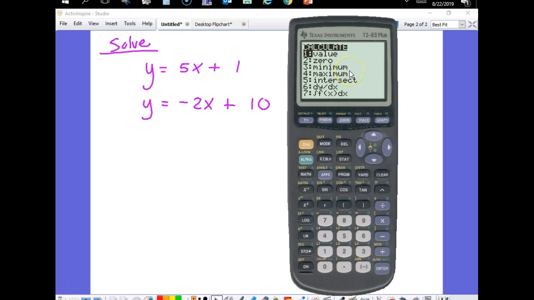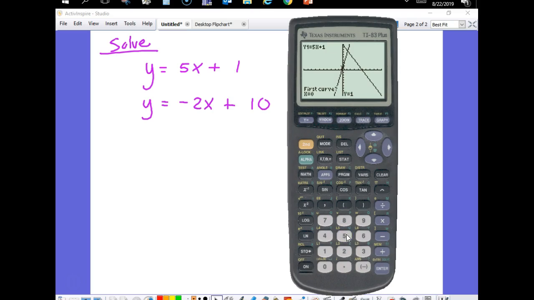Minimums and maximums, you want to find the highest point or lowest point on your graph. That's helpful. We want number 5. We want to find where two lines are crossing. Okay, 5 or 6 and 7 are calculus, which you'll learn about later in your life. But for now, we're going to find where the lines are intersecting. So go ahead and push 5.